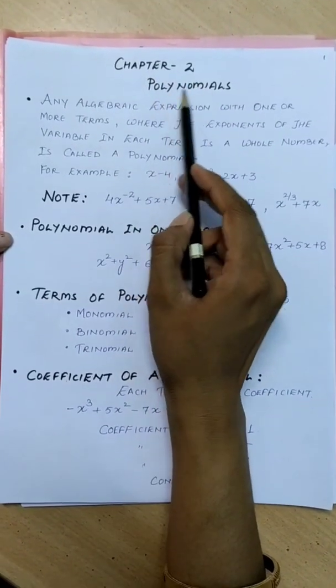So today we'll start new chapter number 2. You have to write each and everything in your notebook. So let's start with chapter number 2, polynomial.